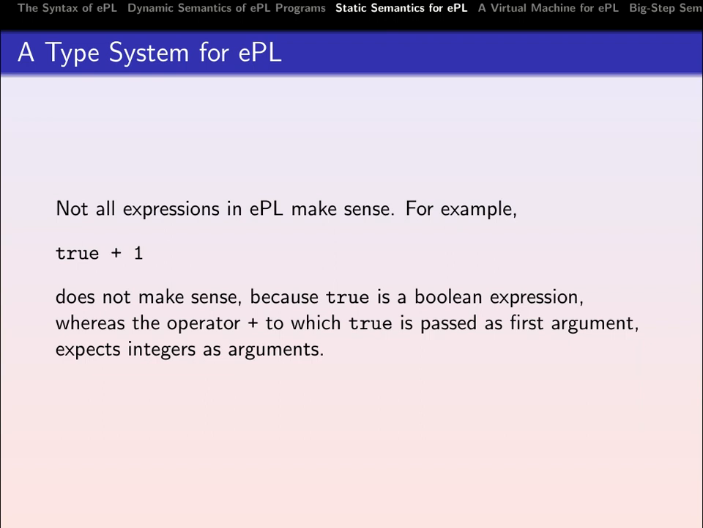Importantly, certain expressions, even though they are syntactically correct, do not have a type. True plus 1, we cannot assign a type to that, right?